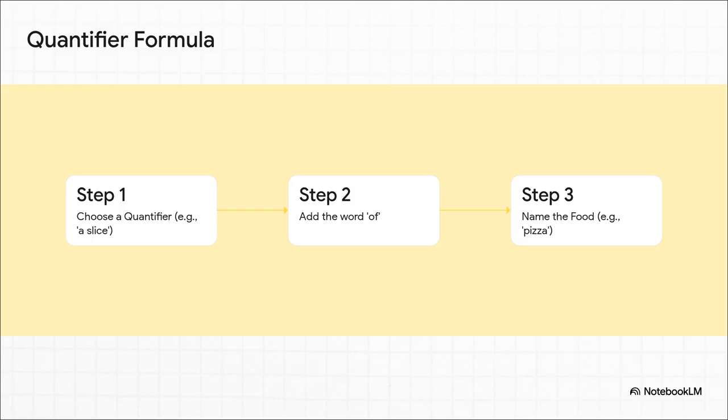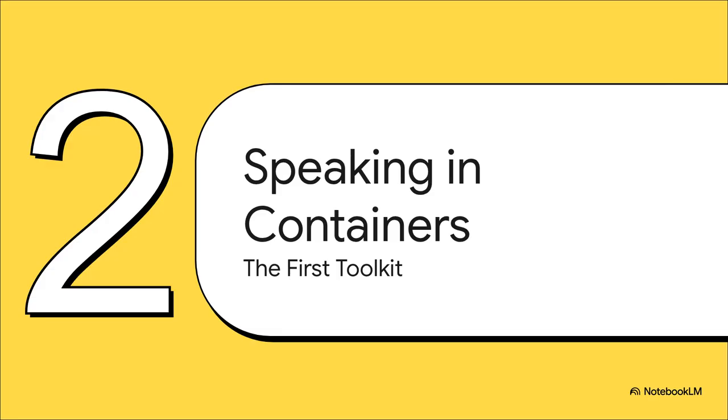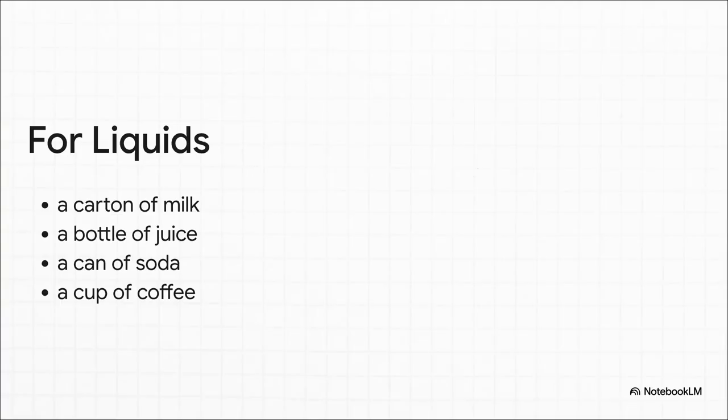Let's see this formula in action. All right, let's open up our first toolkit. This one is all about containers, and it's probably the easiest way to get started. Basically, you let the package that the food comes in do all the counting for you. Just think about walking through a grocery store. You don't just buy milk, right? No, you buy a carton of milk. You're not looking for juice. You're looking for a bottle of juice. Same thing goes for a can of soda, or when you go to a cafe and order a cup of coffee. See, the container is doing all the work.